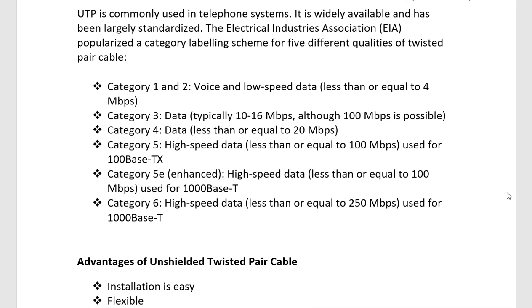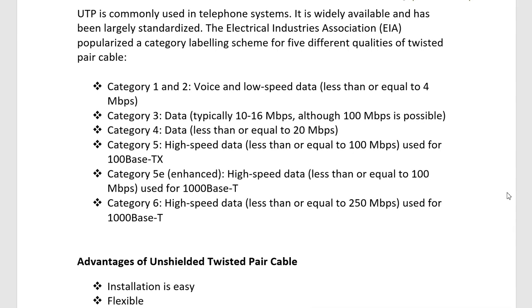UTP, that means unshielded twisted pair, is commonly used in telephone systems, and it is widely available and largely standardized. The Electronic Industries Association, that is EIA, popularized a category labeling scheme for five different qualities of twisted pair cables. In twisted pair cables we have categories from CAT 1 to CAT 6. Why CAT? Because of category, so we can say in short CAT cable.